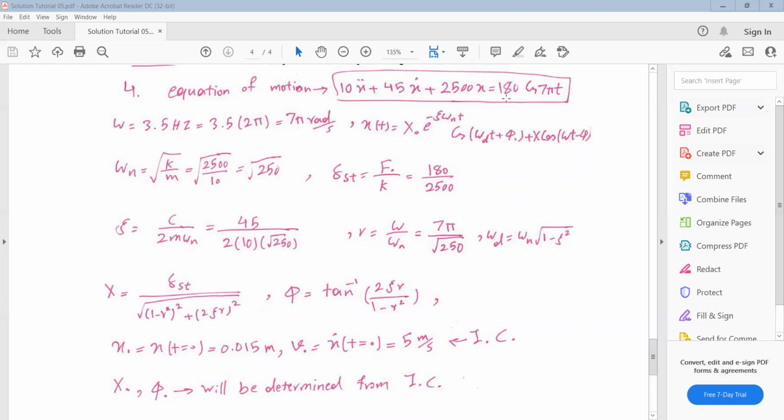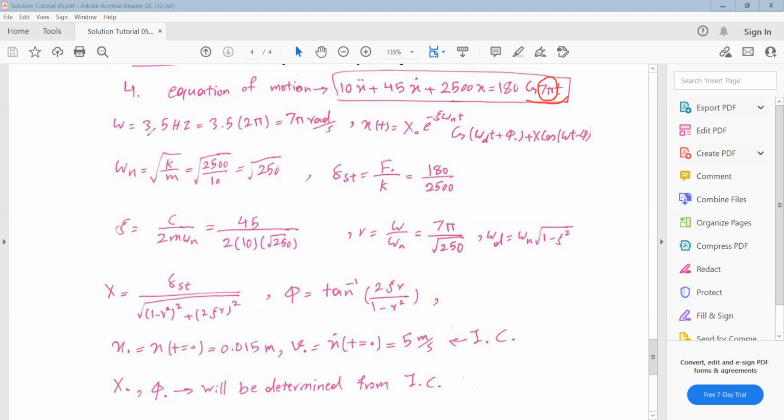And also for the particular solution, you can assume that, because we have cosine 7 pi t, the omega is 7 times pi. So the particular solution can be considered a cosine omega t plus b sine omega t, and then substitute into this equation and obtain a and b. And finally, x is the summation of the homogeneous and particular solution. And finally, by using the initial conditions, you can obtain C1 and C2, the coefficients of the homogeneous response.